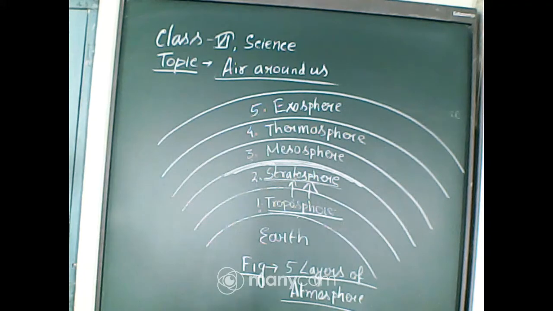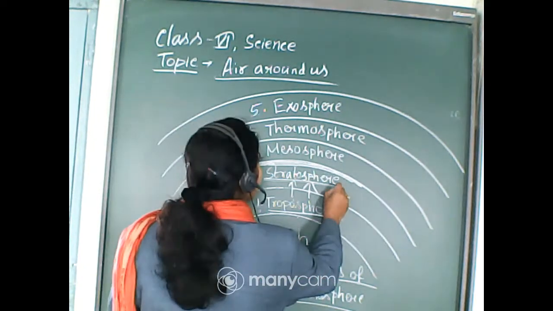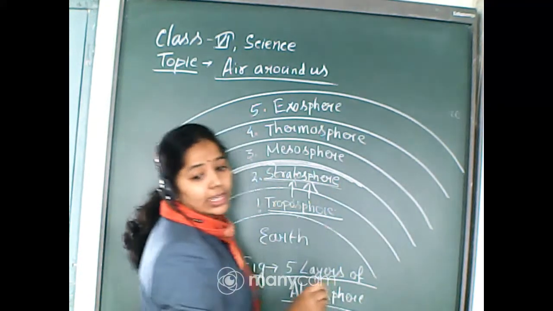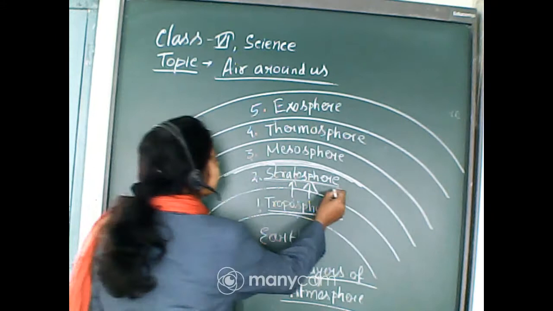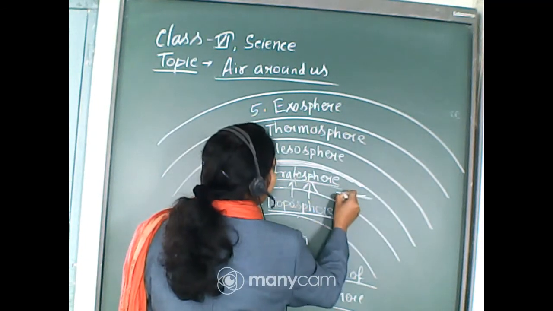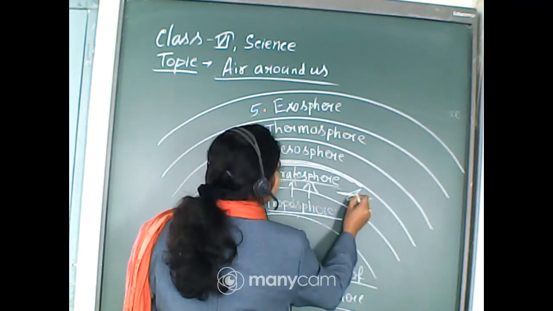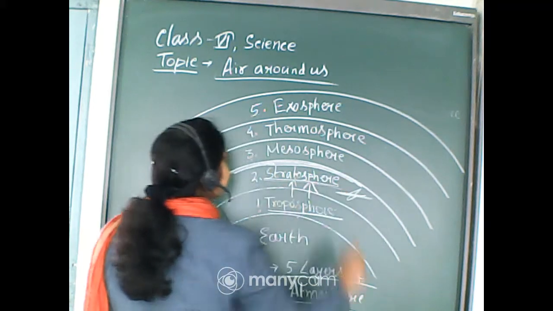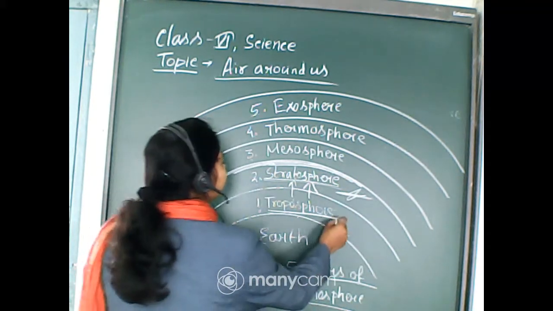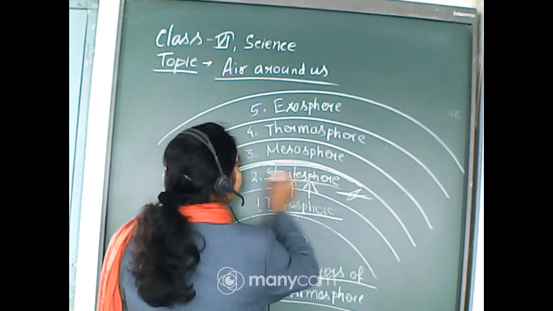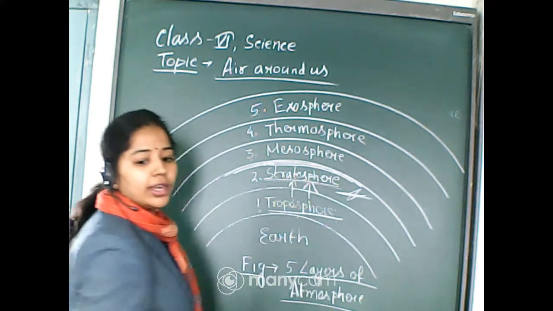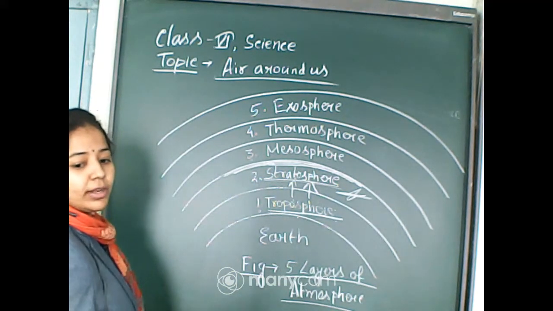Another thing you must know is that most aeroplanes fly in this layer. Aeroplanes fly from the troposphere, then they travel through the stratosphere. Understood this point? I hope you understood.